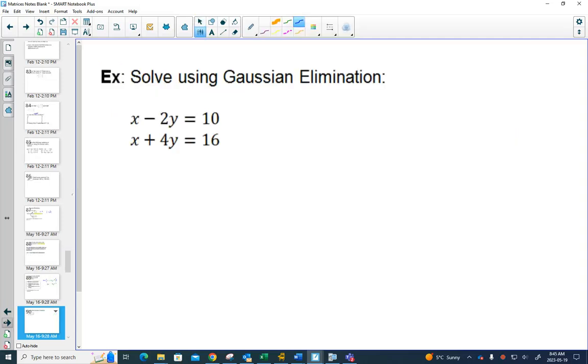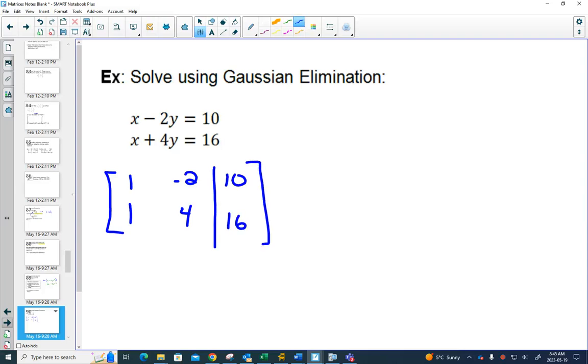So this is what it's going to look like and how we're going to show our work for this. So we start by making the augmented matrix. 1, -2, 1, and 4. Those are our coefficients, 10 and 16. We're going to remind ourselves our goal, that you're making this spot right here a 0.